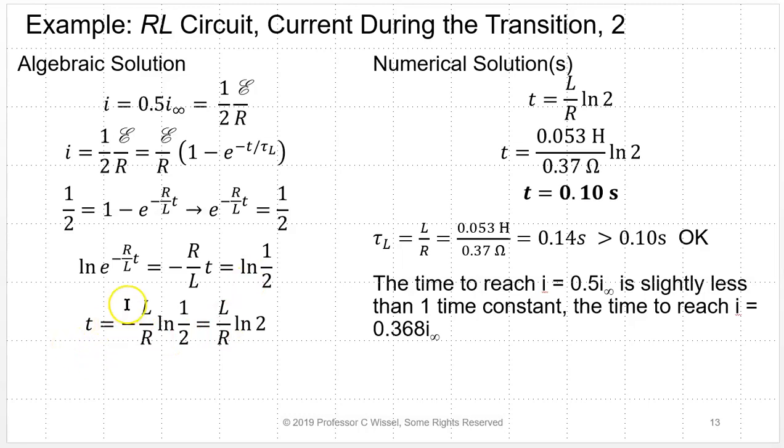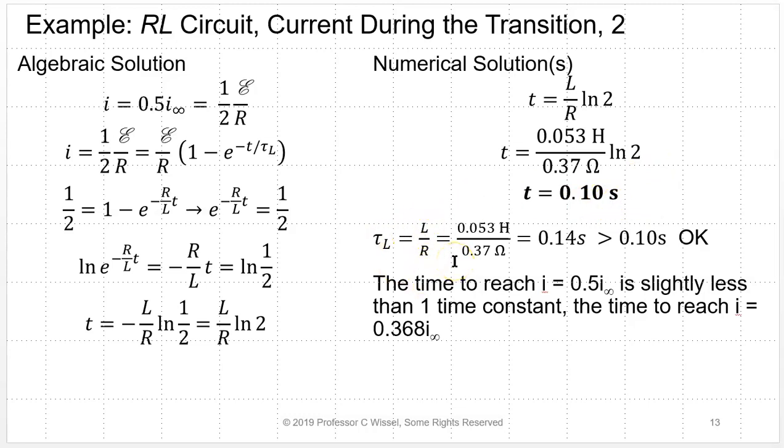Okay, so T equals minus L over R times the natural log of 1/2, or we can say that is L over R times the natural log of 2. At this point, we're ready to plug in our numbers. The inductance is 0.053 henry, divided by a resistance of 0.37 ohms, times the natural log of 2. It is 0.10 seconds.